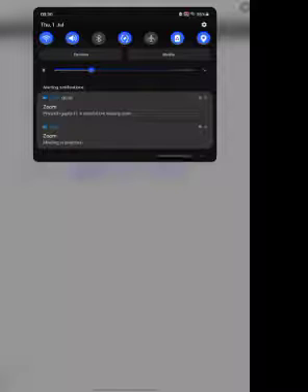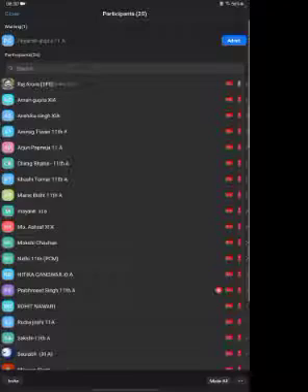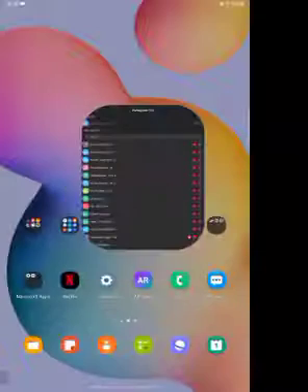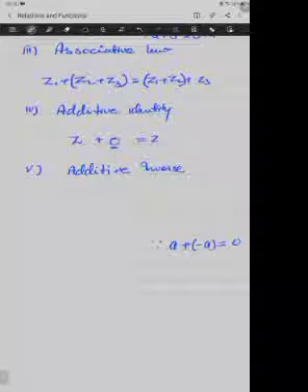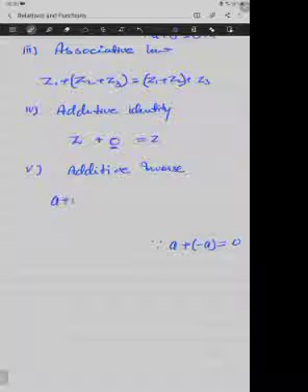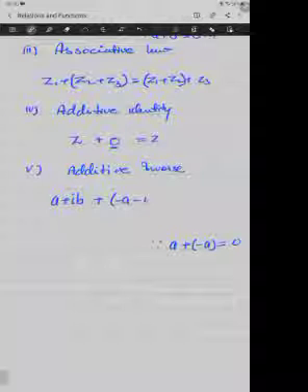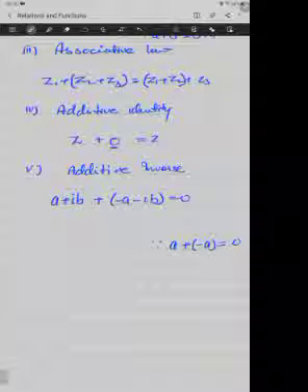Additive inverse means: what must be added to A so that we get the result 0? That is minus A. So for A plus iB, what must be added to this? Minus A minus iB, so that the result is 0. This is said to be the additive inverse.